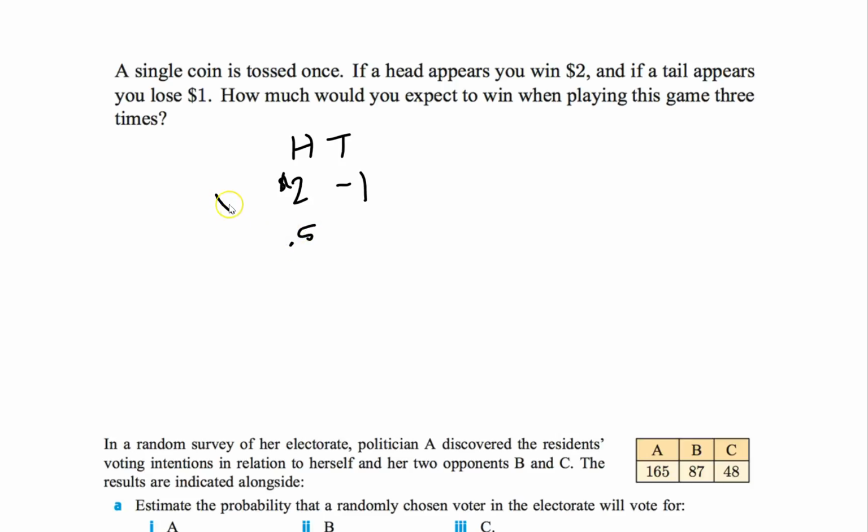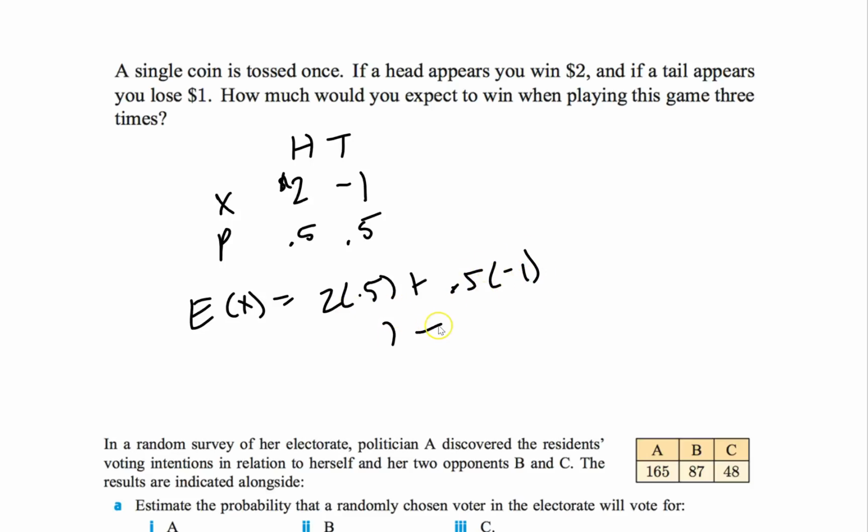Here's our x. Here's our probability. Odds of getting tails is 50%. So the expected value of one time you're doing it, just remember, multiply and add. 2 times 0.5 plus 0.5 times -1. I get 1 minus 0.5, or 50 cents. Right, so on average, you're supposed to win 50 cents.